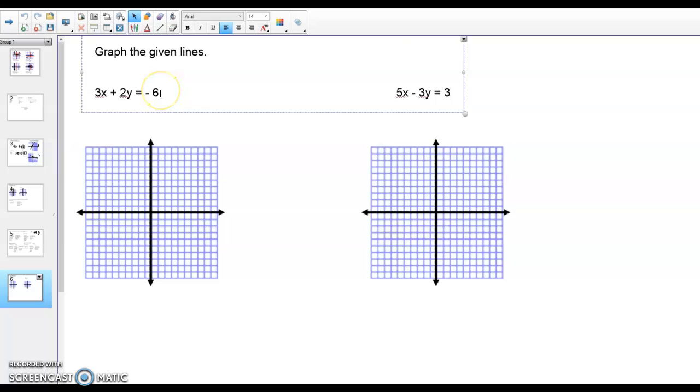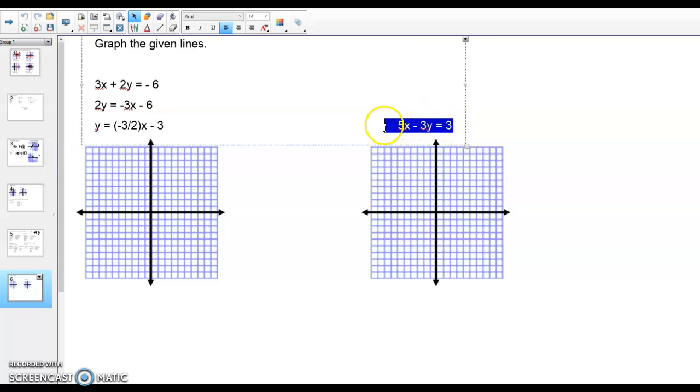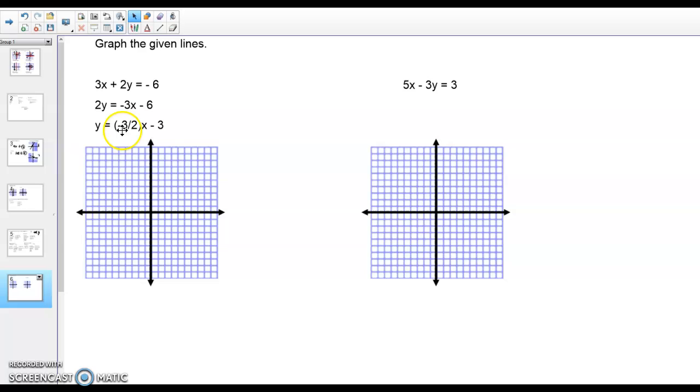And finally onto the graphing. Essentially we're solving for y and then we're graphing the line. So 2y equals negative 3x minus 6. And when I divide everything by 2, y equals negative 3/2 x minus 3. Now I have a y-intercept of negative 3. So I go to negative 3 on the y-axis, and I draw my point.